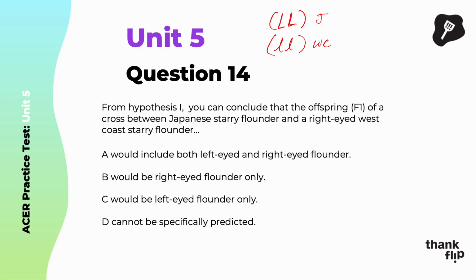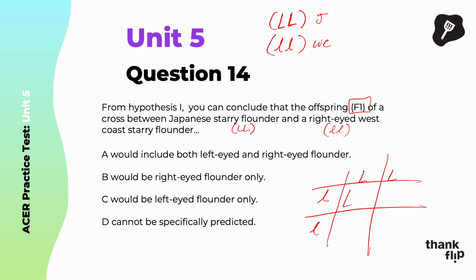And then the question is asking that the offspring of a cross between a Japanese starry flounder, so that's LL capital, and a right-eyed West Coast starry flounder, which is ll lowercase, would be which of the following? So in order to find the F1, we need to do a cross. This is where some genetics knowledge comes in. So you have to do a Mendelian cross here.